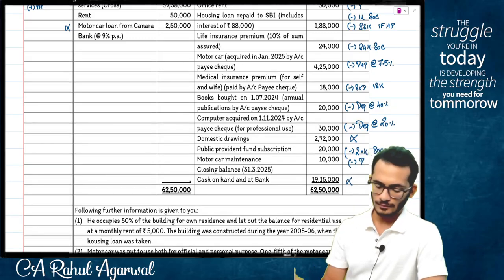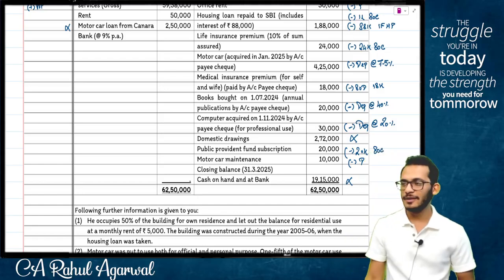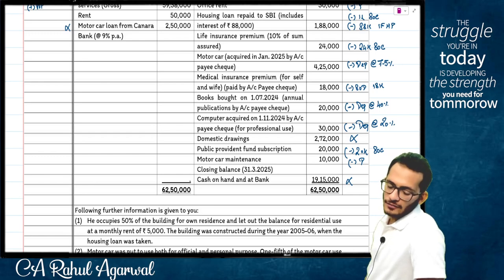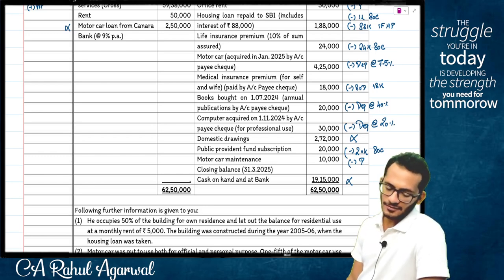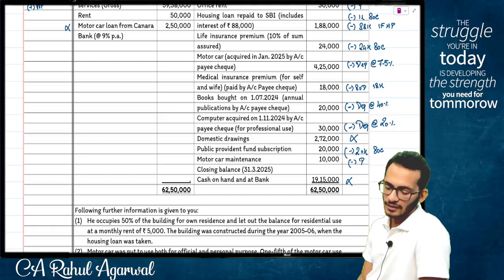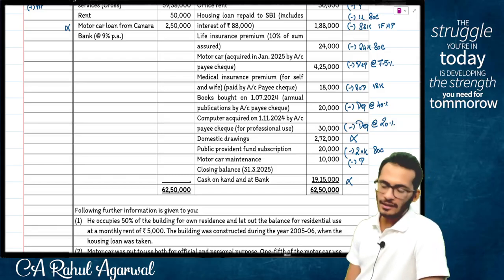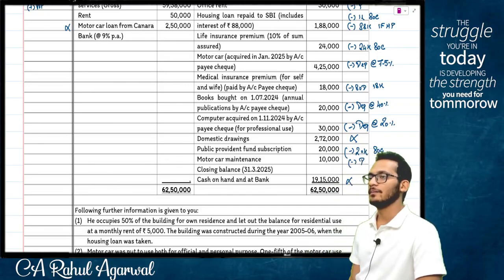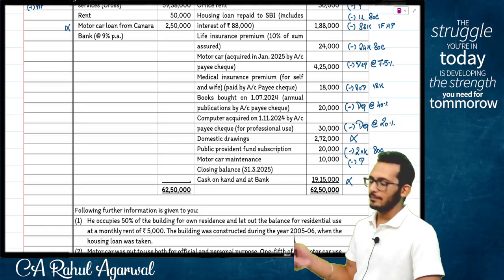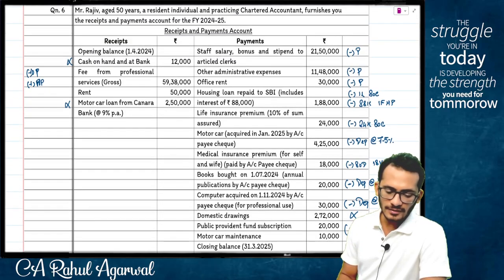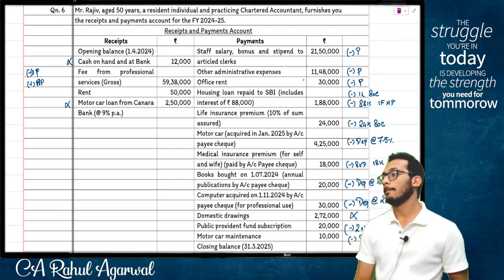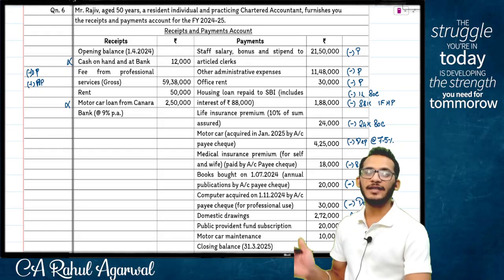Ignore information. Things are going to go horribly wrong in additional information. Look at it carefully. It says he has occupied 50% of the building for own residence and let out the balance for residential use at a monthly rent of 5,000. The building was constructed during 5-6 when the housing loan was taken. Now people, the house which I have is part SOP. Let's check where it's getting impacted. Is it impacting on the left side?